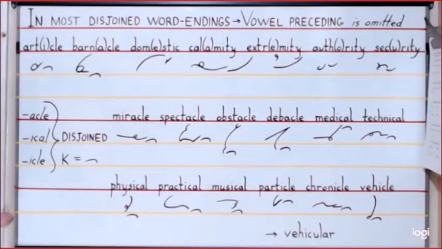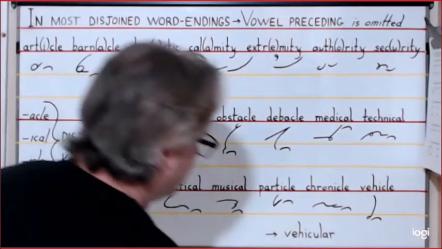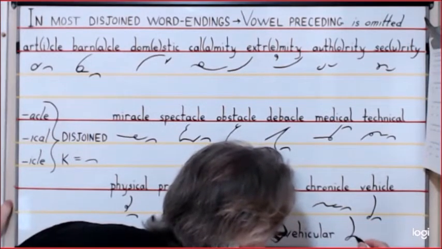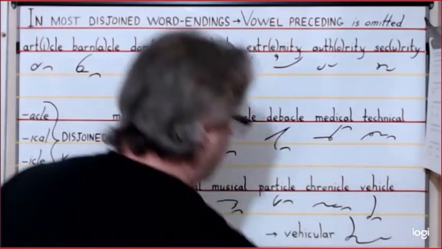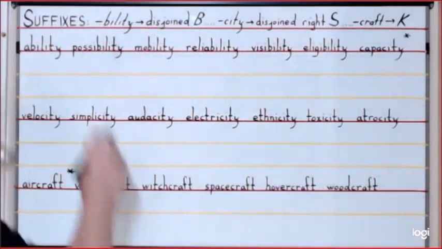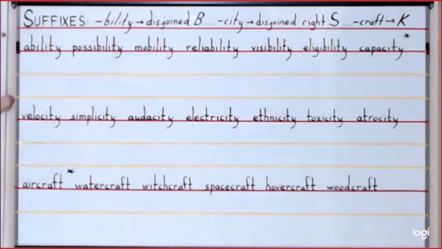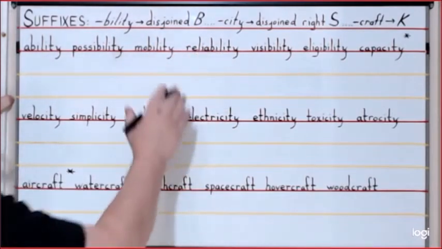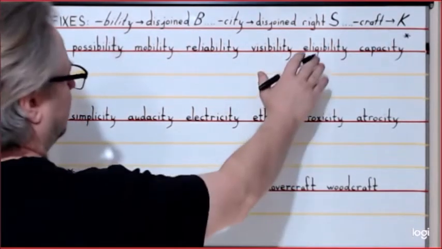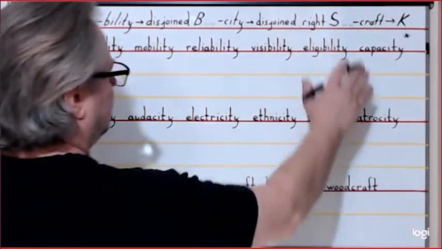Now the word vehicular is going to connect everything, though, just to show you this difference. So vehicular is going to keep everything joined with a VEKLR. The suffix ability is represented by a disjoined B. City is represented by a disjoined right S, and then finally the suffix craft is represented by a disjoined K.